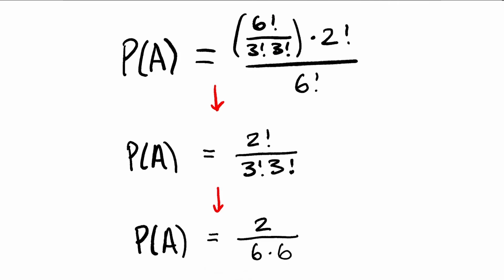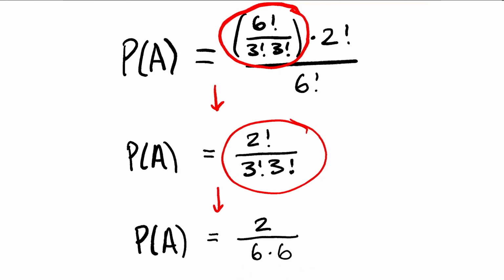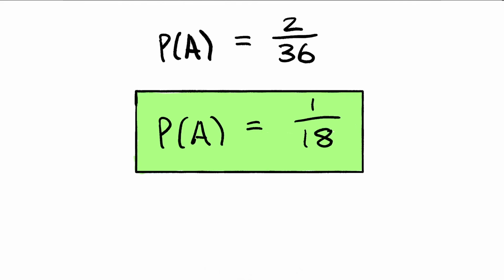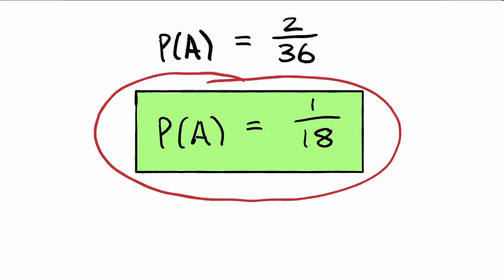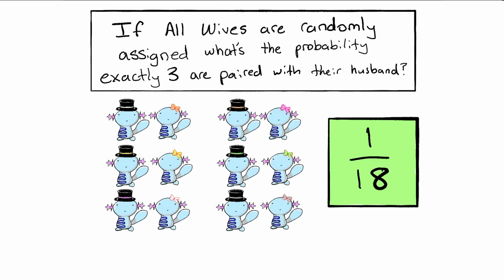Further simplifying, we know 6 choose 3 is the same as 6 factorial divided by 3 factorial times 3 factorial. We can simplify down to 2 factorial over 3 factorial times 3 factorial. And that again simplifies even further to 2 divided by 6 times 6, which is 2 divided by 36. And that gives us a final answer of 1/18. If all wives are randomly assigned, the probability exactly 3 are paired with their husband is 1/18.